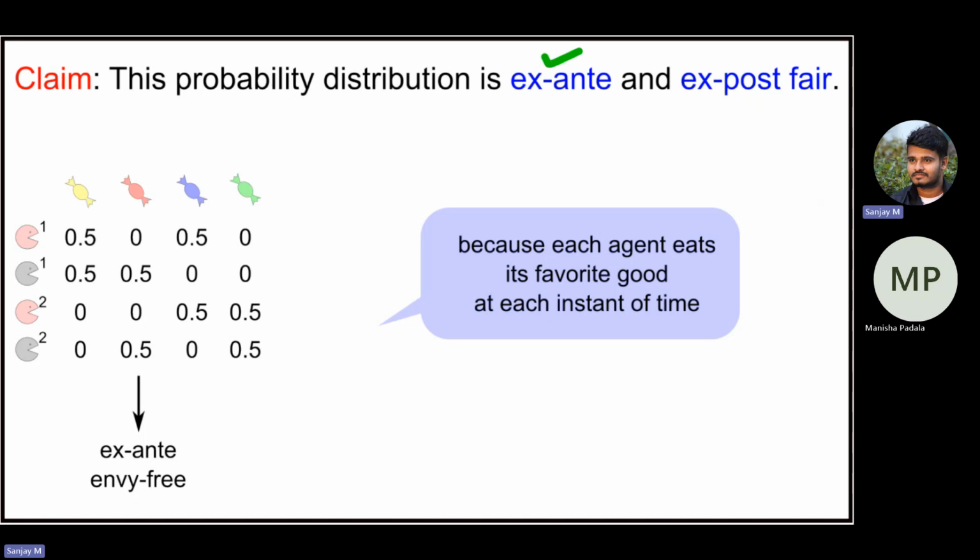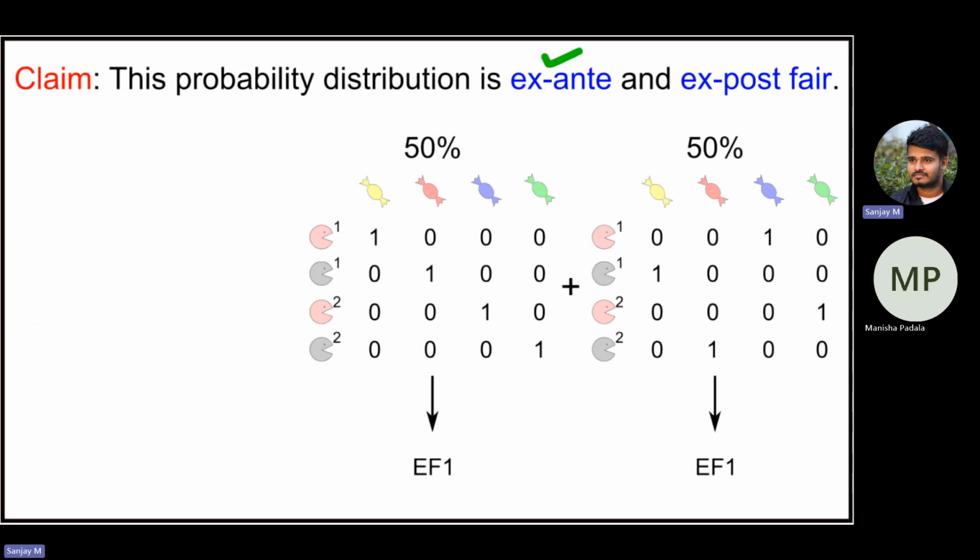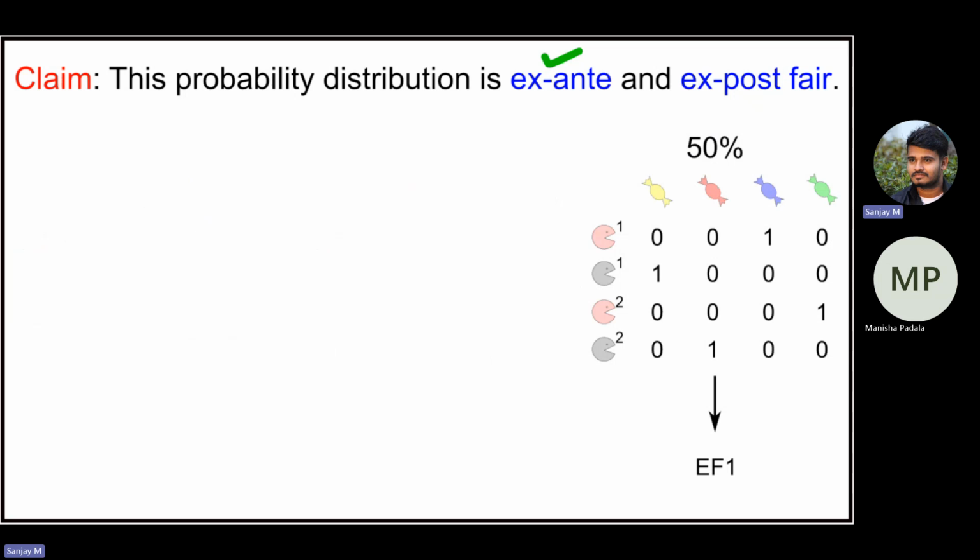So you get part of the best of both worlds guarantee. I still need to tell you why you are ex-post fair. To show ex-post fairness, I need to prove that every individual allocation in the support is EF1. So let's focus on just one of the allocations. The argument would be similar.